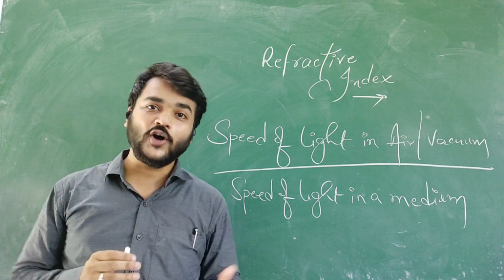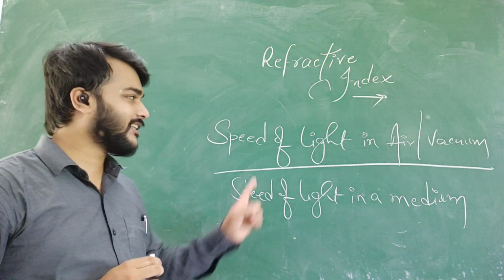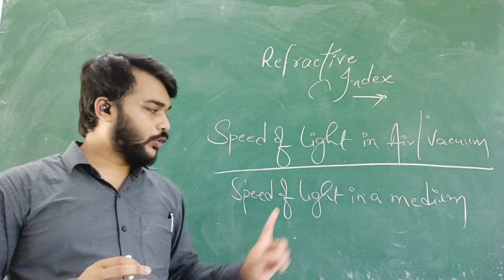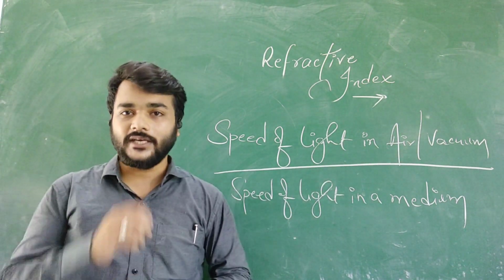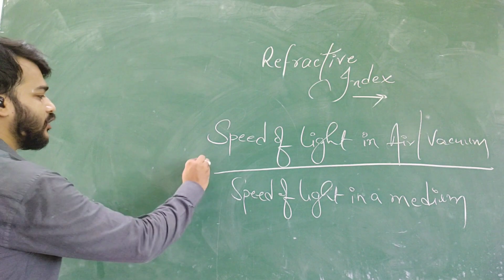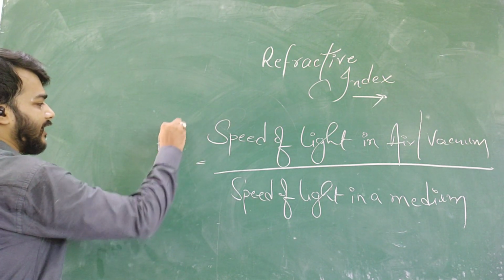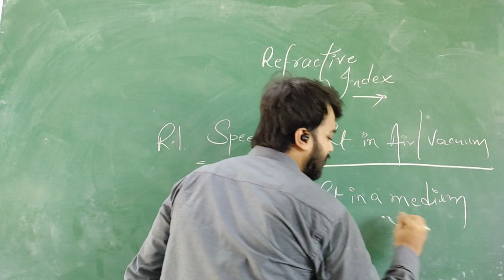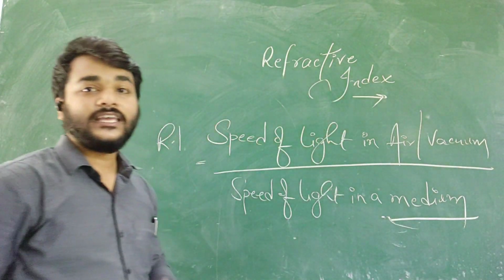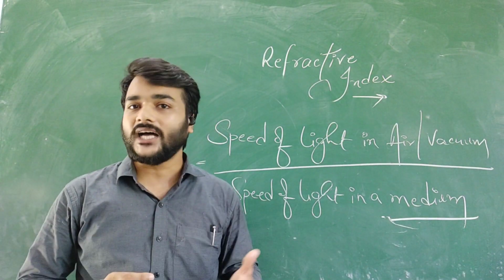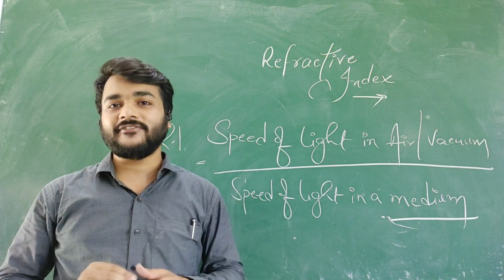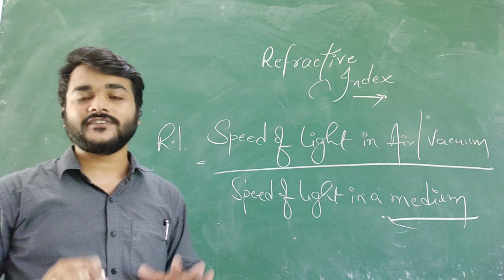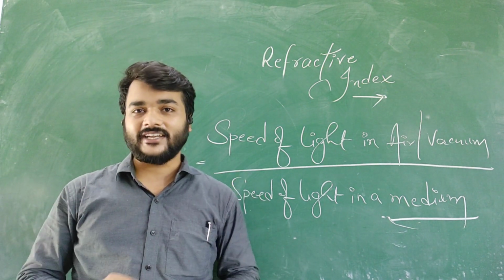So we have got one more formula for refractive index, that is, it is the ratio of the speed of light in air or vacuum to the speed of light in a given medium. Now the refractive index which you will be getting here is of the given medium. Whichever medium you are talking about, the refractive index of that same medium will come out. Okay, so these are the two formulas which we have got for refractive index.